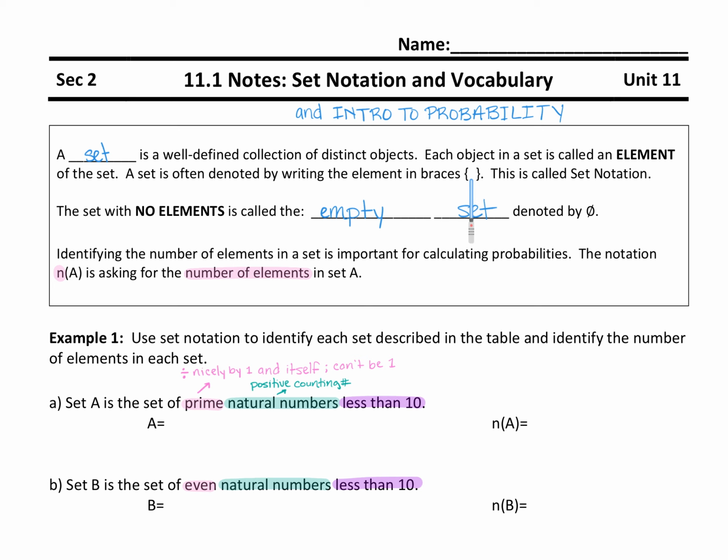We use braces. A set that has no elements is called an empty set, and we use this symbol for that. And if you have the letter N in front of parentheses with the set name, that's asking for the number of elements in our set.